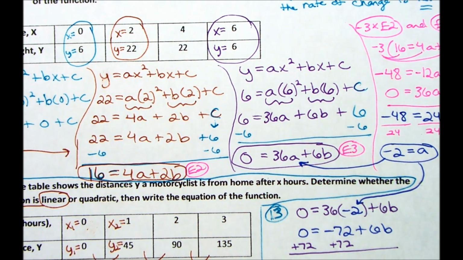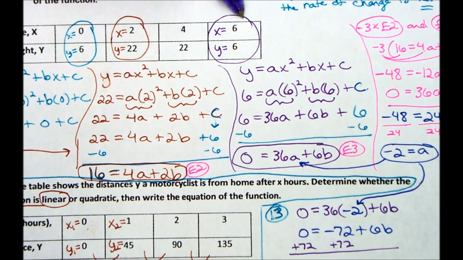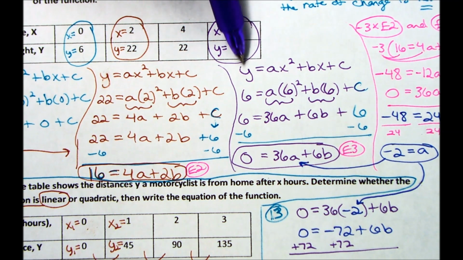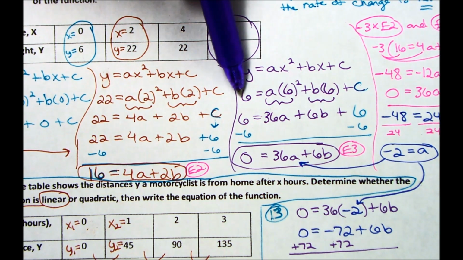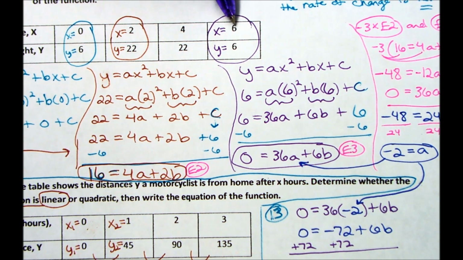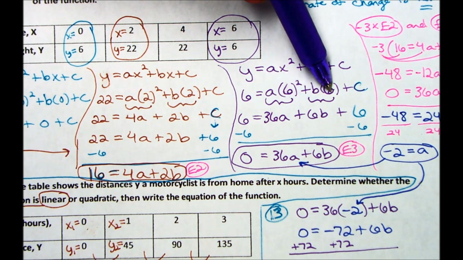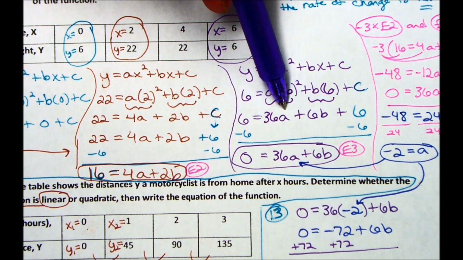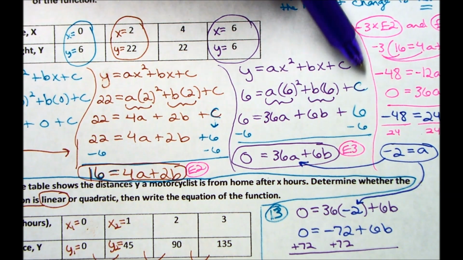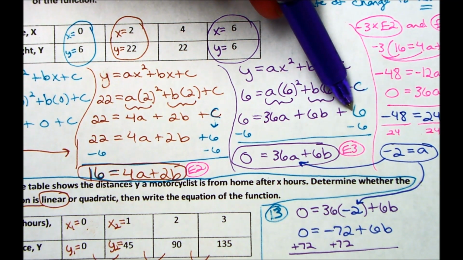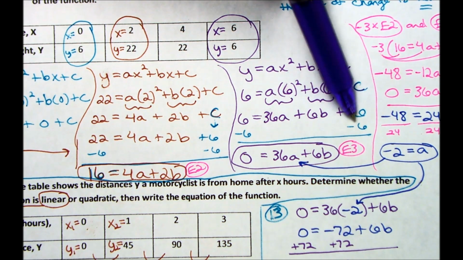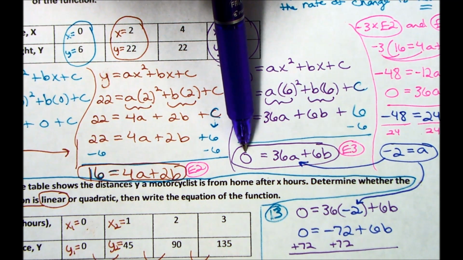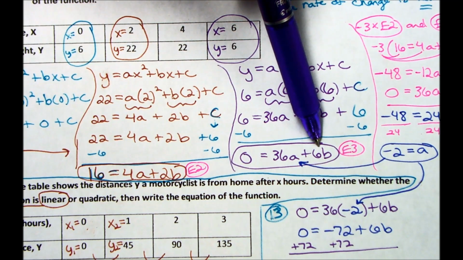Then you're going to choose a third point. So you can choose this one or this one. It doesn't really matter. I chose this one, and again you're going to substitute the y value for y. So 6 is replacing the y, and 6 is also going to be replacing the x. Simplify. 6 squared is 36 times a is 36a. 6 times b is 6b, and then replace the c with 6 also. Move that constant to the other side, and I get 0 equals 36a plus 6b.